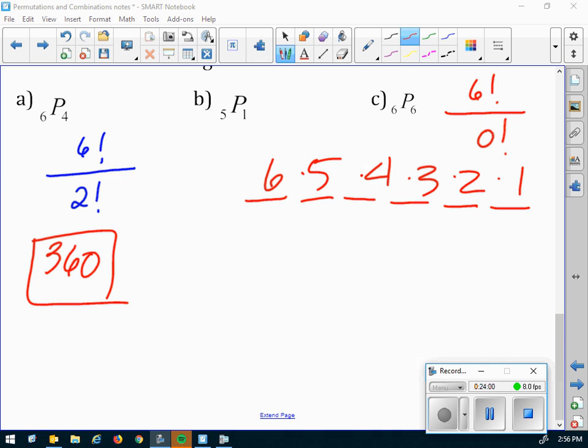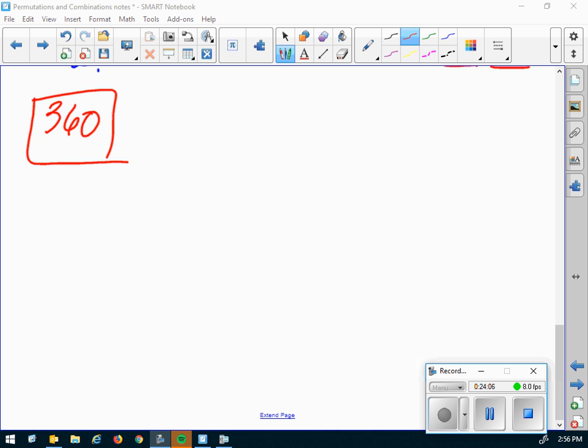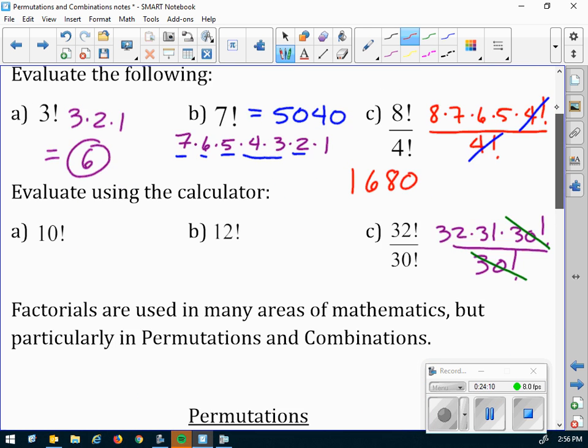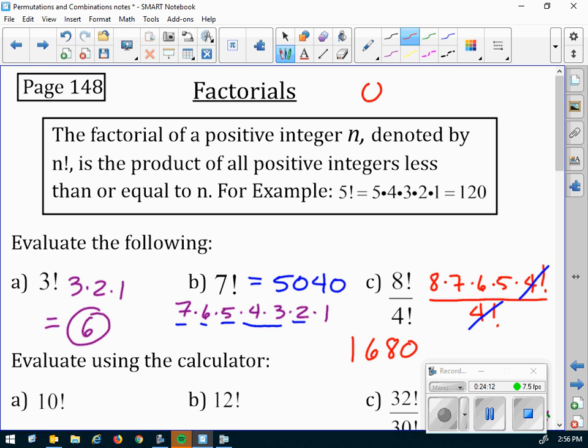Okay, now let's talk about this. Oh, you bet. I would absolutely encourage you at the top to write 0 factorial equals 1.